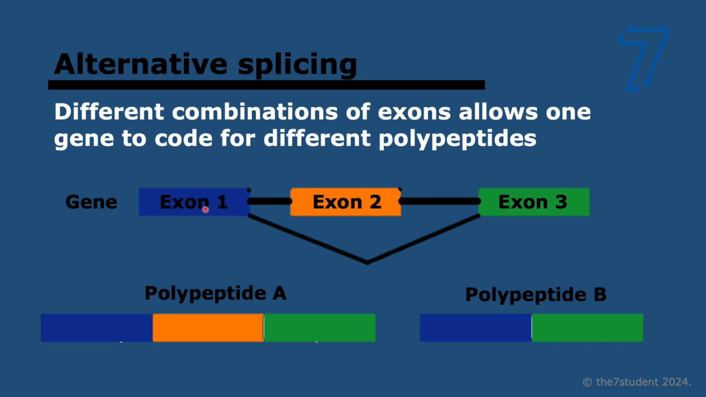So what you can do is exon skipping, which involves, for example, taking exon 1 and exon 3, but not exon 2. And then you have polypeptide B. But then you can also take all three of them, or you take just exon 1 and exon 2, or exon 2 and exon 3. So this enables a lot of protein diversity without needing more genes, which is super important because we need to code for lots of different functions with our DNA.